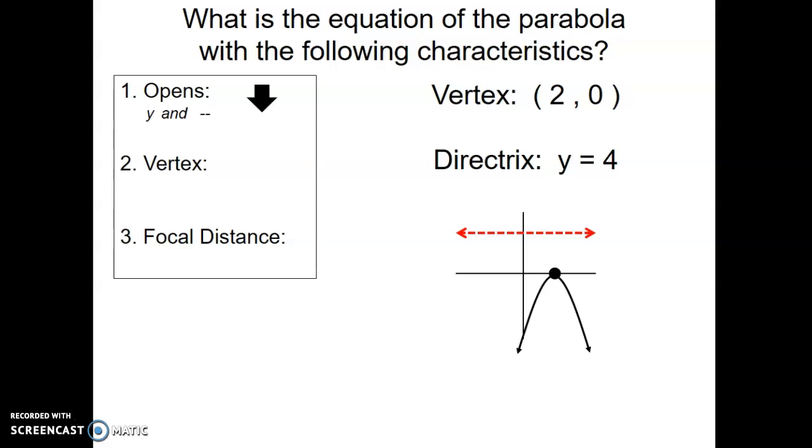We're given the vertex, 2, 0. So we have our h value is going to be -2 in the equation. Your k value is going to be 0, so you don't need to write it. And your focal distance. Well, it doesn't give you the focal point, but remember, the directrix is the same distance to the vertex as the focal point is. So your p-value is still the distance between the directrix and the vertex, which is 4. So we put that into the p-value. -4 times 4 gives you -16. And that's your equation.